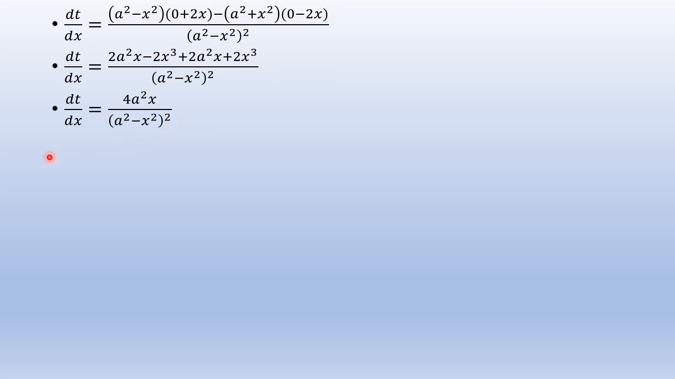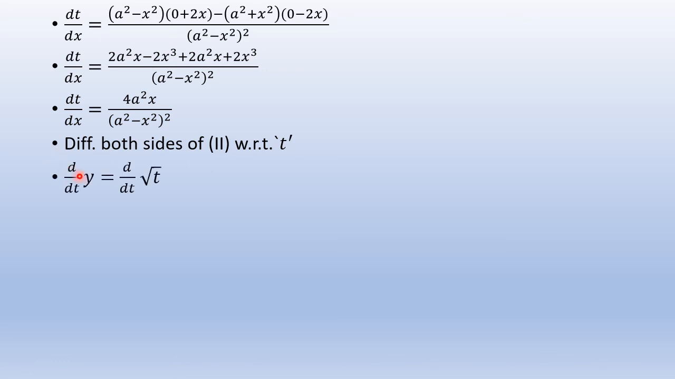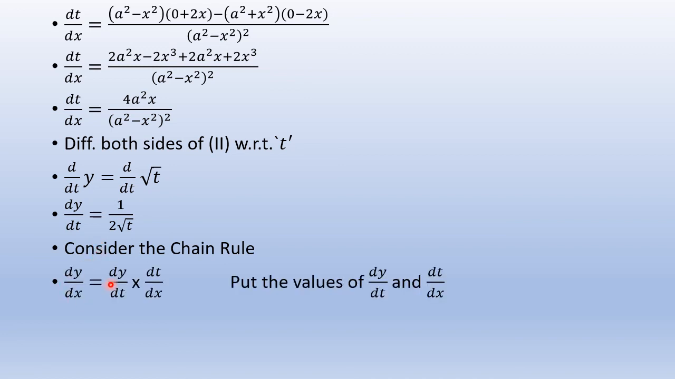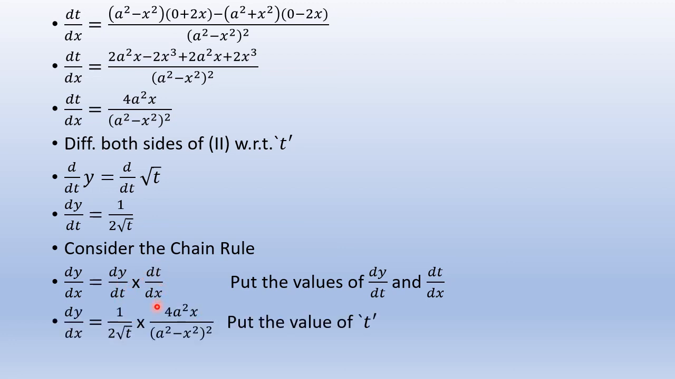Now we go for our next step, which is to differentiate both sides of 2 with respect to t. So d/dt of y is equal to d/dt of the square root of t. Result, dy/dt is equal to 1/(2√t). Next step, let's go for the chain rule, which is dy/dx equals dy/dt into dt/dx. Put the values of dy/dt and the value of dt/dx.